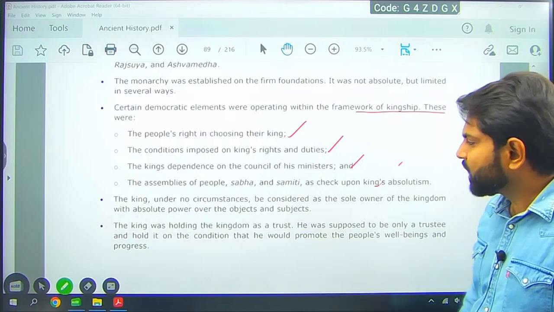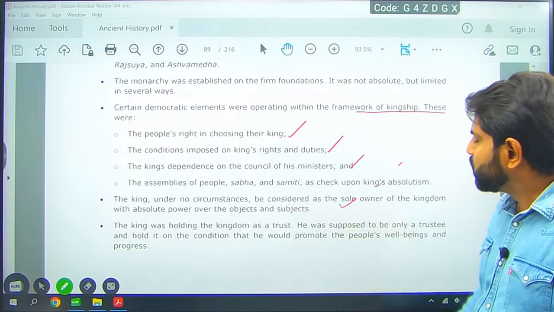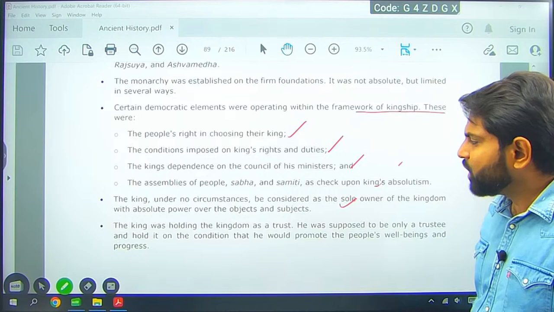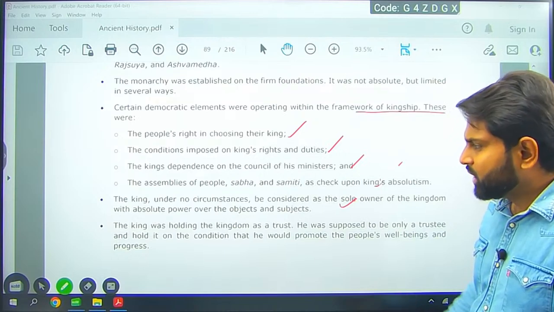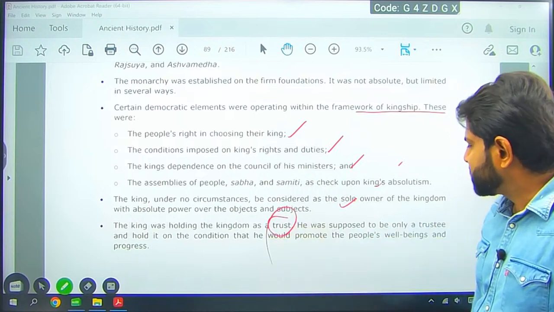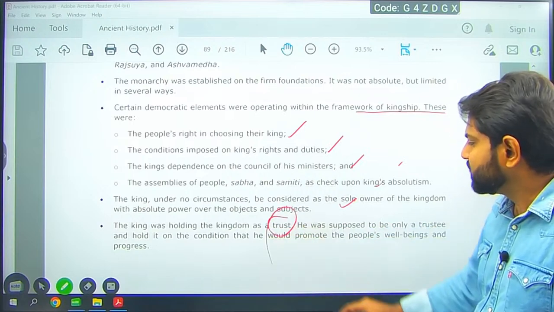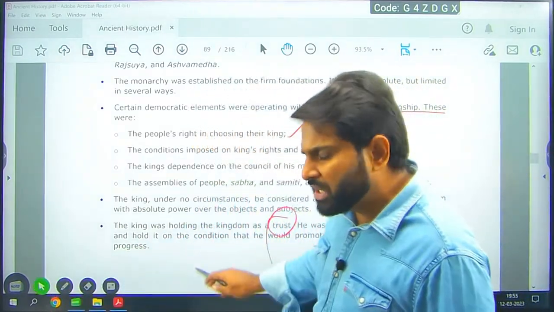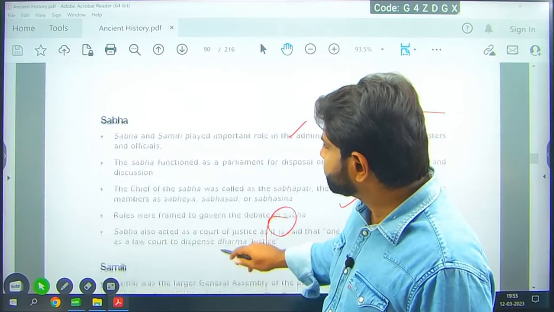The king under no circumstances was considered the sole owner of the kingdom, or the absolute owner with absolute power over the objects and subjects. The king was holding the kingdom as a trust, as a trustee. He was supposed to be a trustee on the condition that he would promote people's well-being and progress, material as well as spiritual.